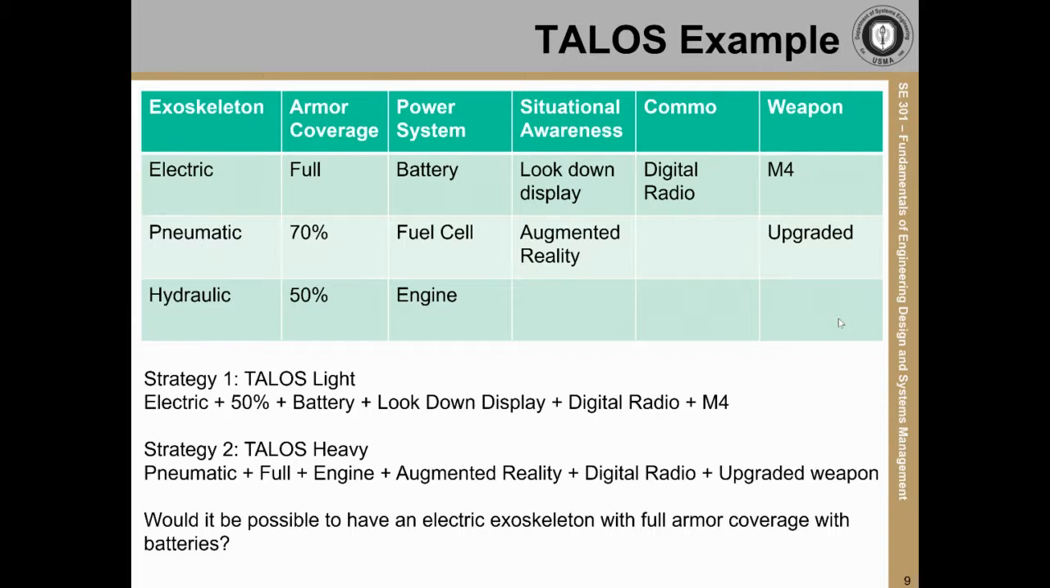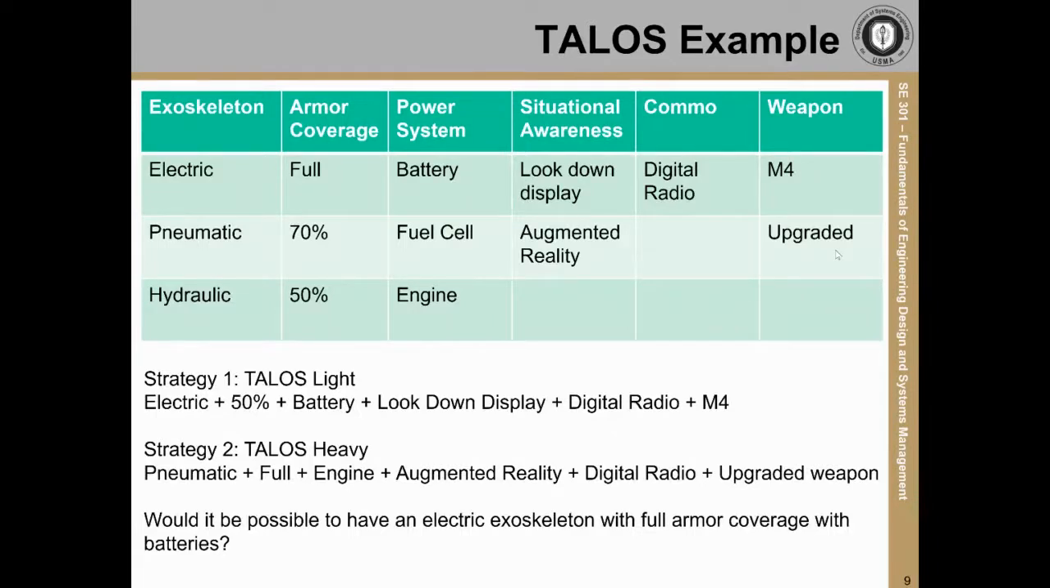So one question would come up when you're looking at this morphological box: how many different design alternatives can you have? You can have 3 exoskeletons, 3 armor coverage, 3 power systems, 2 situational awareness, 1 commo, 2 weapons. So if you look at every single permutation, you would have 3 times 3, so 9, times 3, 27, times 2, 54, times 1, 54, times 2, 108. So you would have 108 different possible design alternatives.